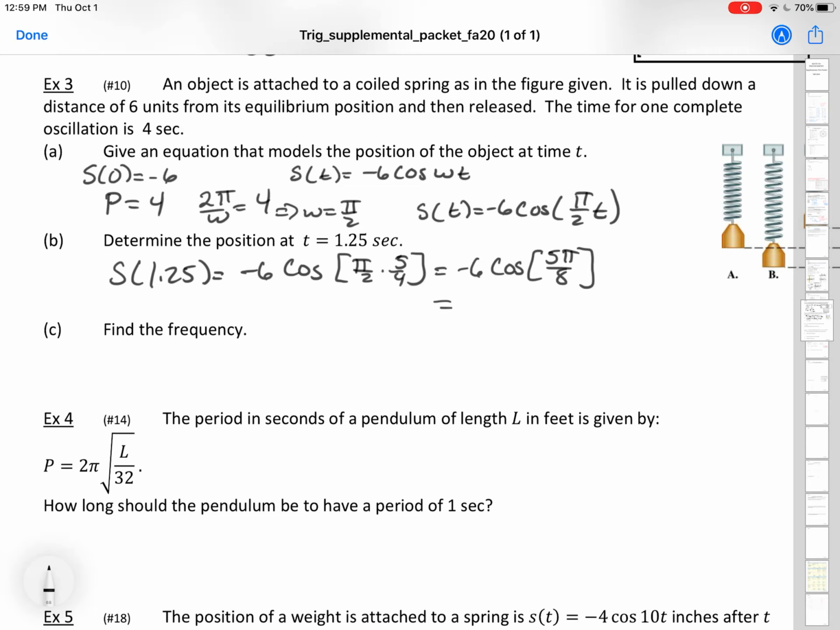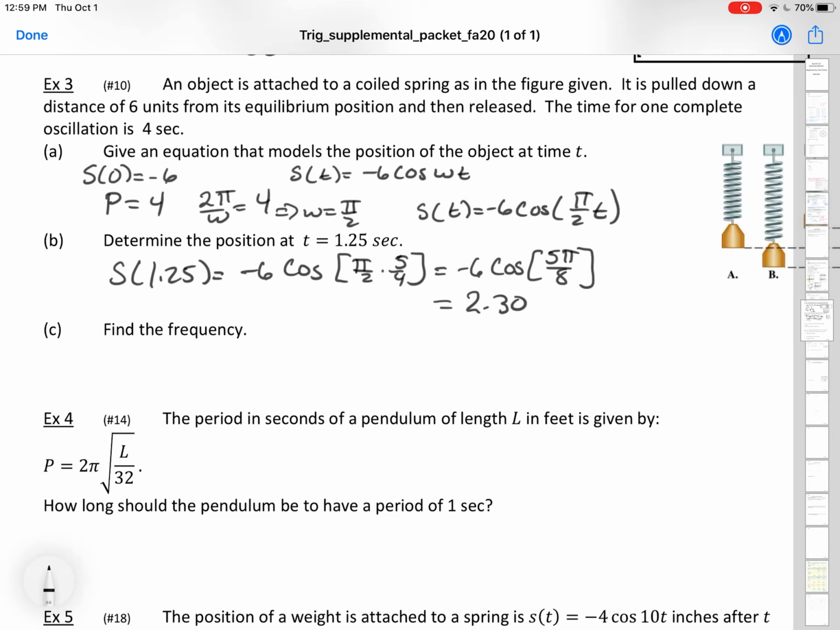We drop that into our calculator, but here's the biggest kicker. Everything that we've been doing in Chapter 2 and Chapter 7 was all in degrees. Remember, this is in radians. Change your calculator to radian mode when you have radians. Change it back to degrees when you have degrees. But if we take negative 6 times the cosine, and I'm in radian mode, I'm going to type in 5 times pi divided by 8, close my parentheses, I get a 2.296, or 2.30 would be its position.